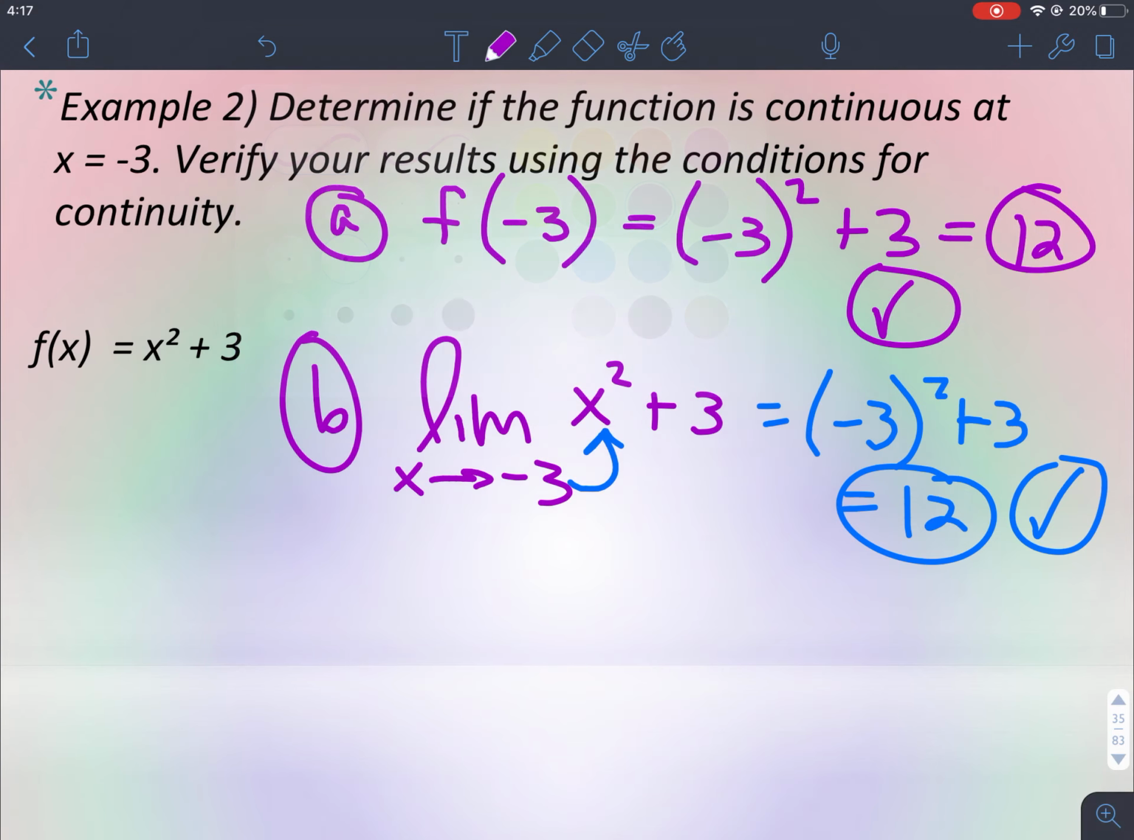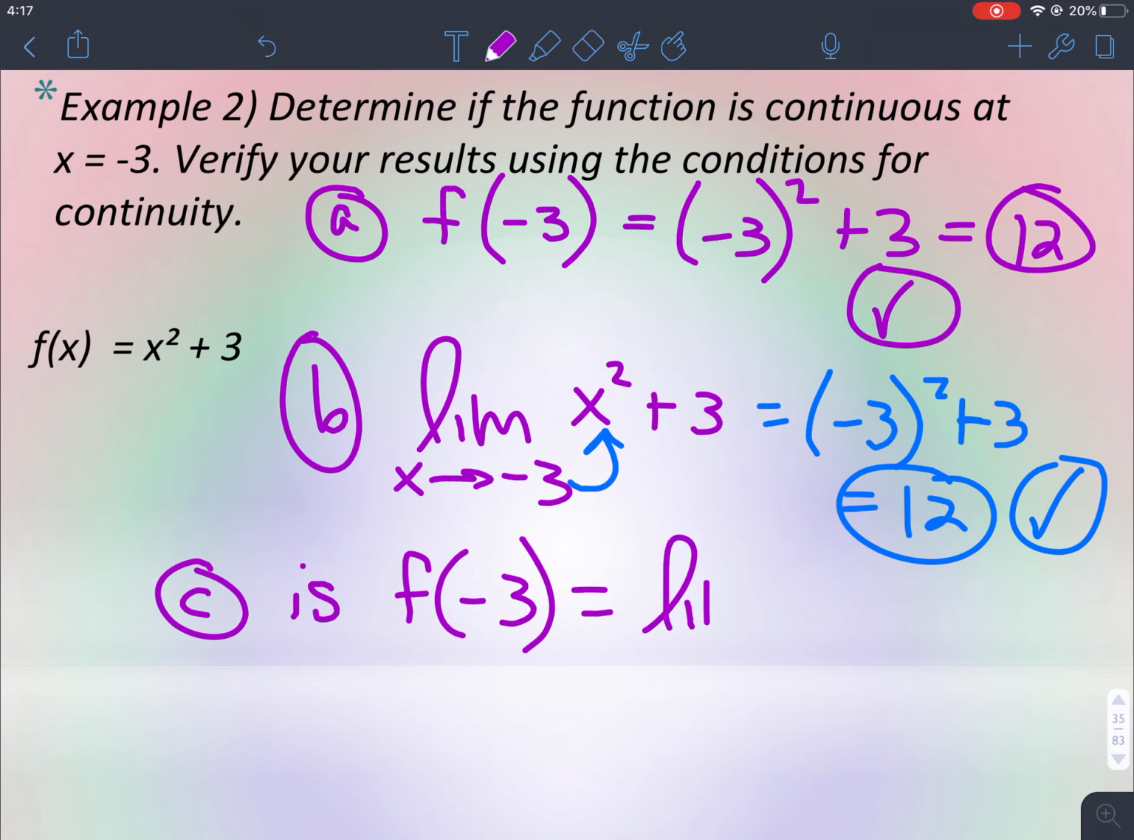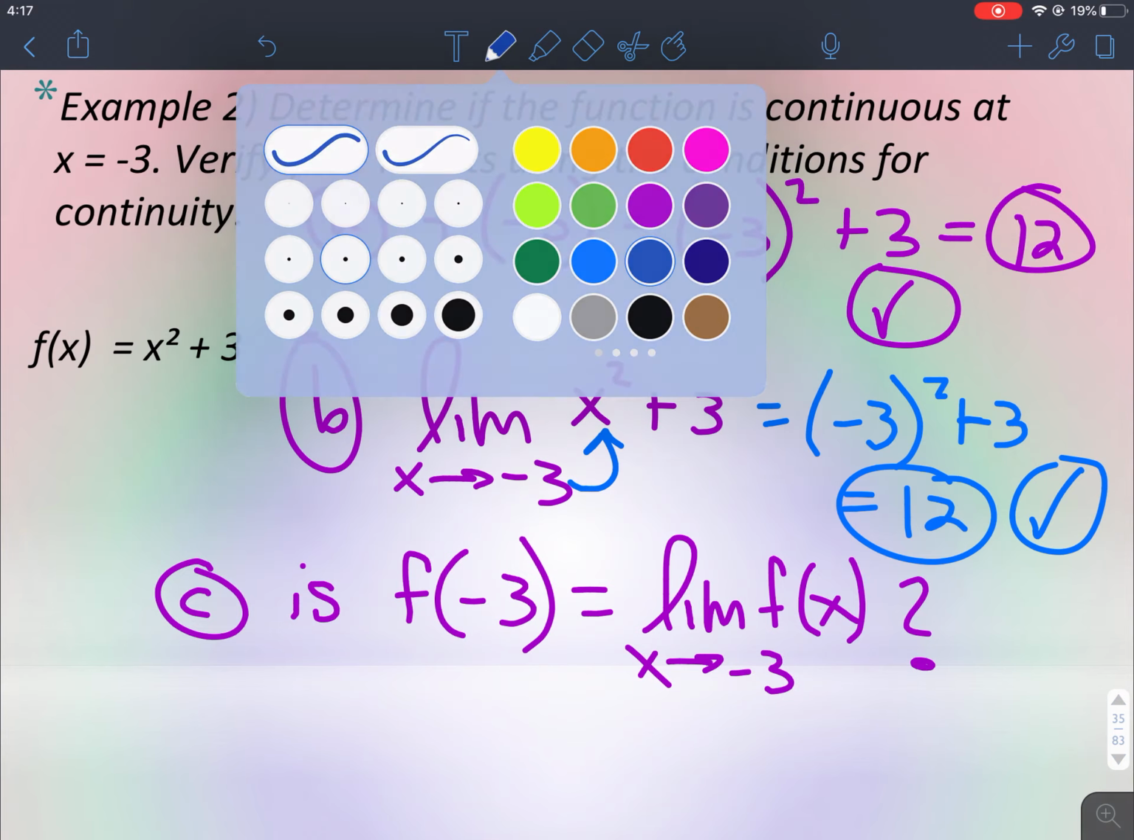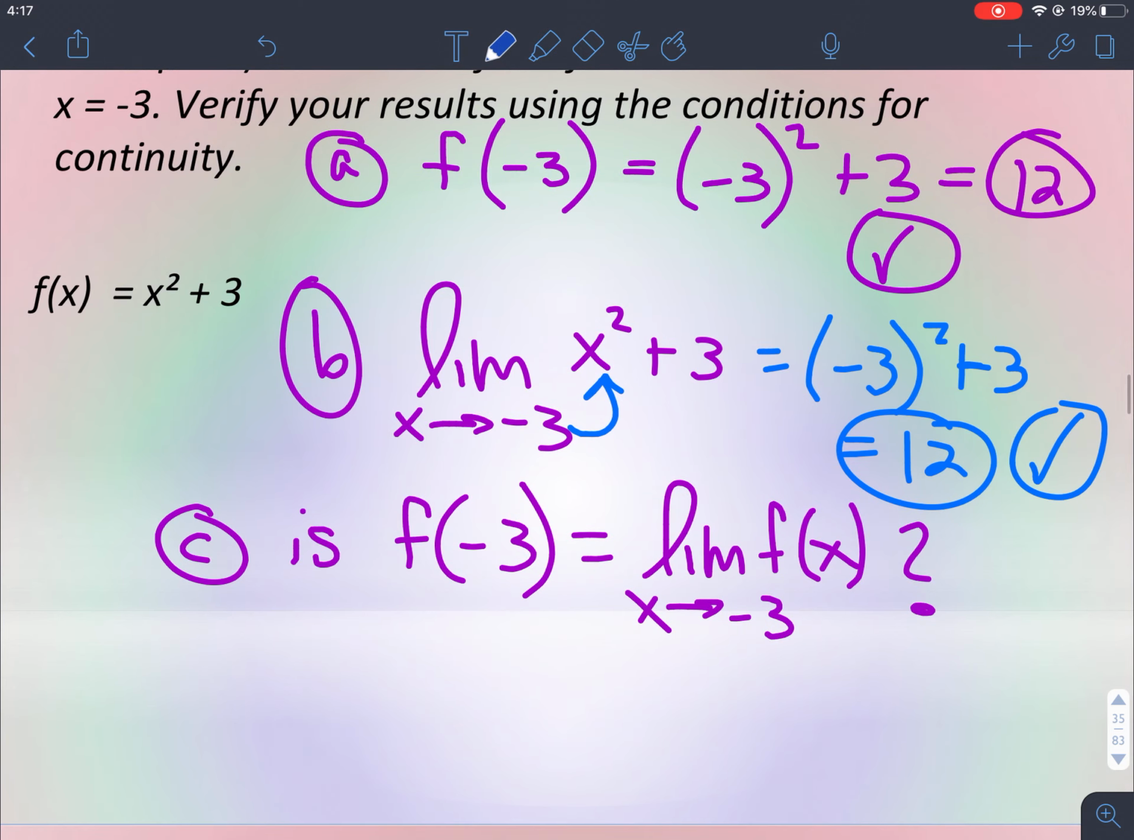The third condition, then, we have to ask ourselves, is f of negative 3 equal to the limit as x approaches negative 3? And that answer is going to be yes, it is. It is true. 12 is equal to 12. So check. We are all good here. The function is continuous at x equals negative 3.